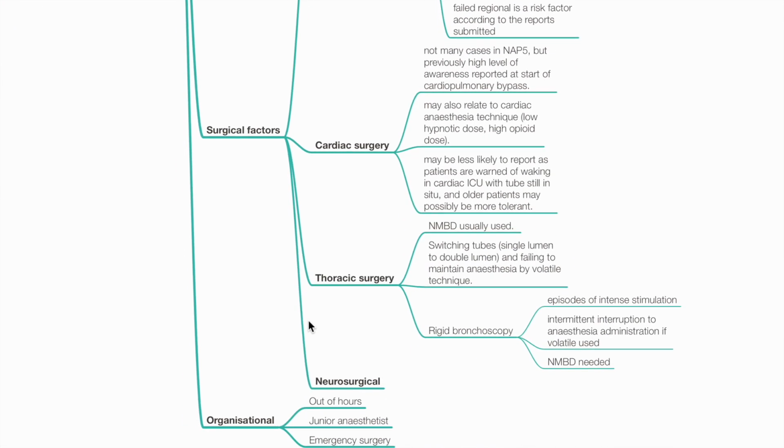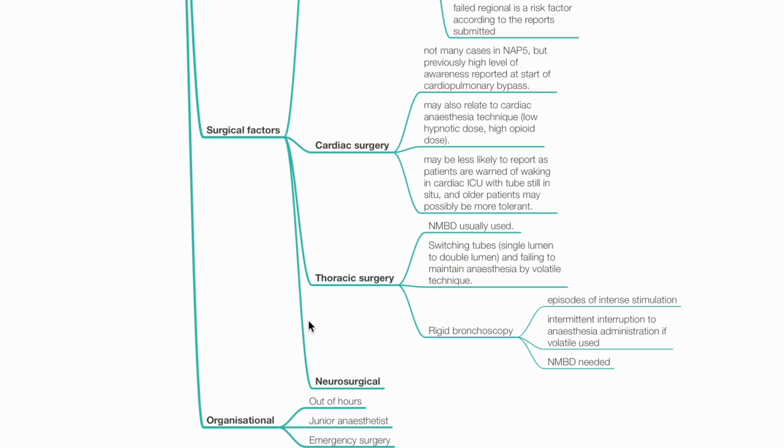Cardiac surgery. There are not many cases reported in NAP5, but previously a high level of awareness was reported at the start of cardiopulmonary bypass. This may also relate to cardiac anesthesia technique involving low hypnotic dose and high opioid dose. Accidental awareness may be less likely to be reported as patients are warned of waking in cardiac ICU with tube still in situ, and older patients may possibly be more tolerant.